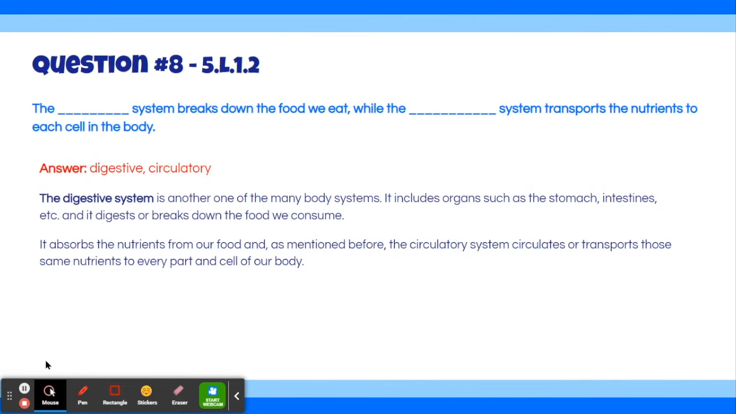The answer is digestive and circulatory. So the digestive system breaks down the food we eat, while the circulatory system transports the nutrients to each cell in the body. So the digestive system is another one of the many body systems.